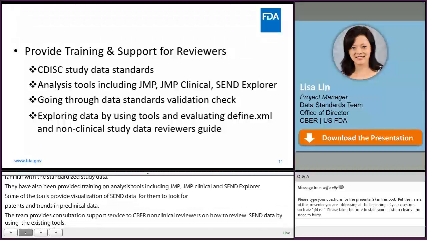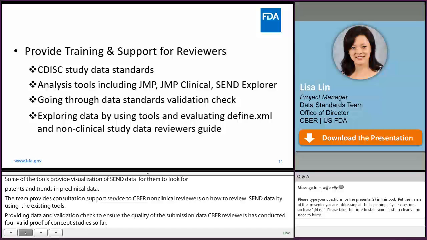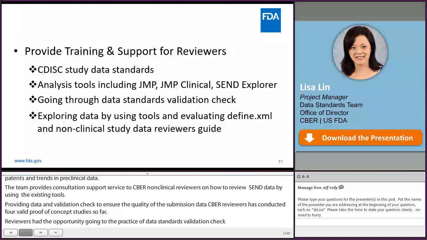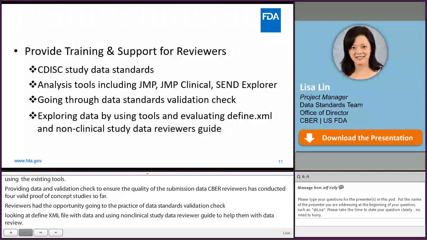CBER reviewers have conducted 4 valid proof of concept studies so far. Reviewers had opportunities going through the practice of data standards validation check, looking at the define.xml file with data, and using the non-clinical study data reviewer guide to help them with data review. They also had hands-on experience using tools to do data review and analysis.